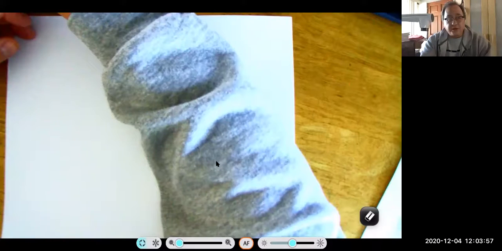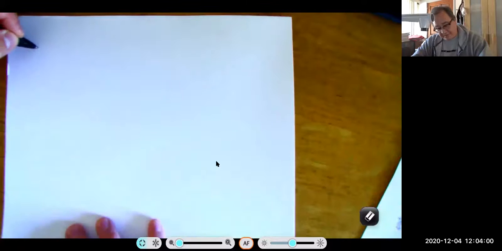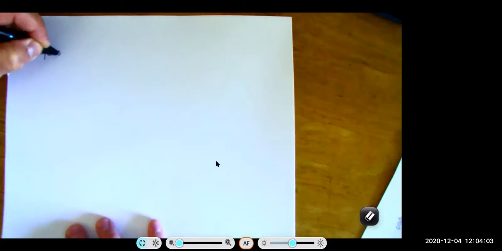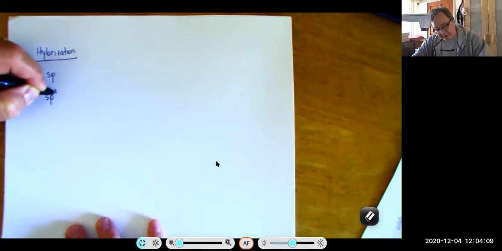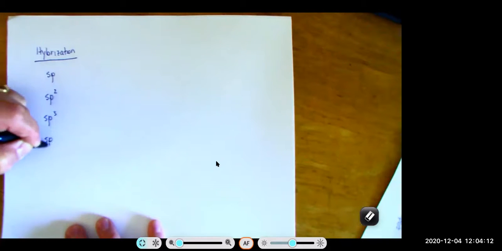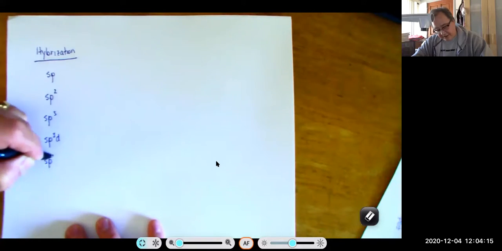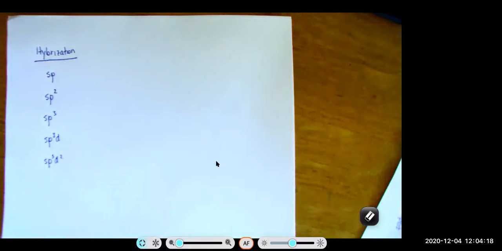Number 2, make a table of the types of hybridization. So let me change my share. Okay, types of hybridization. There's sp, sp2, sp3, sp3d, and sp3d2. Okay, so those are the types.